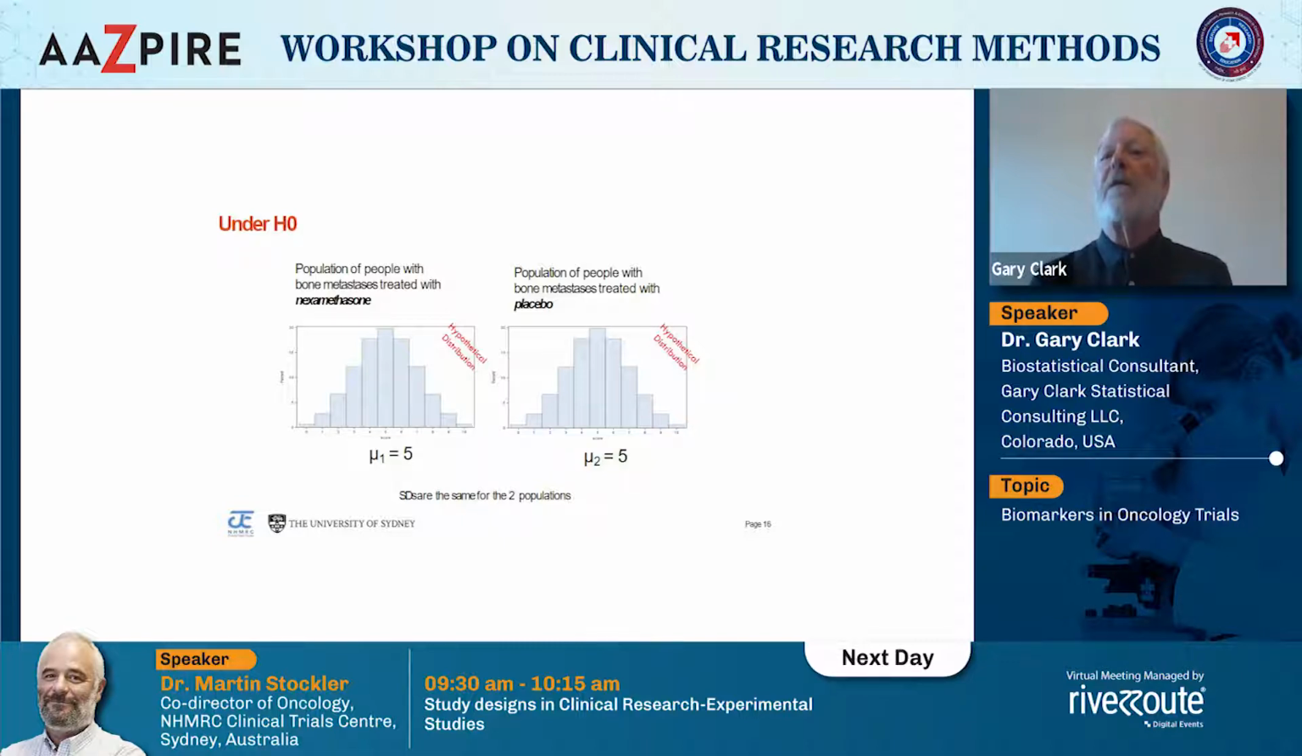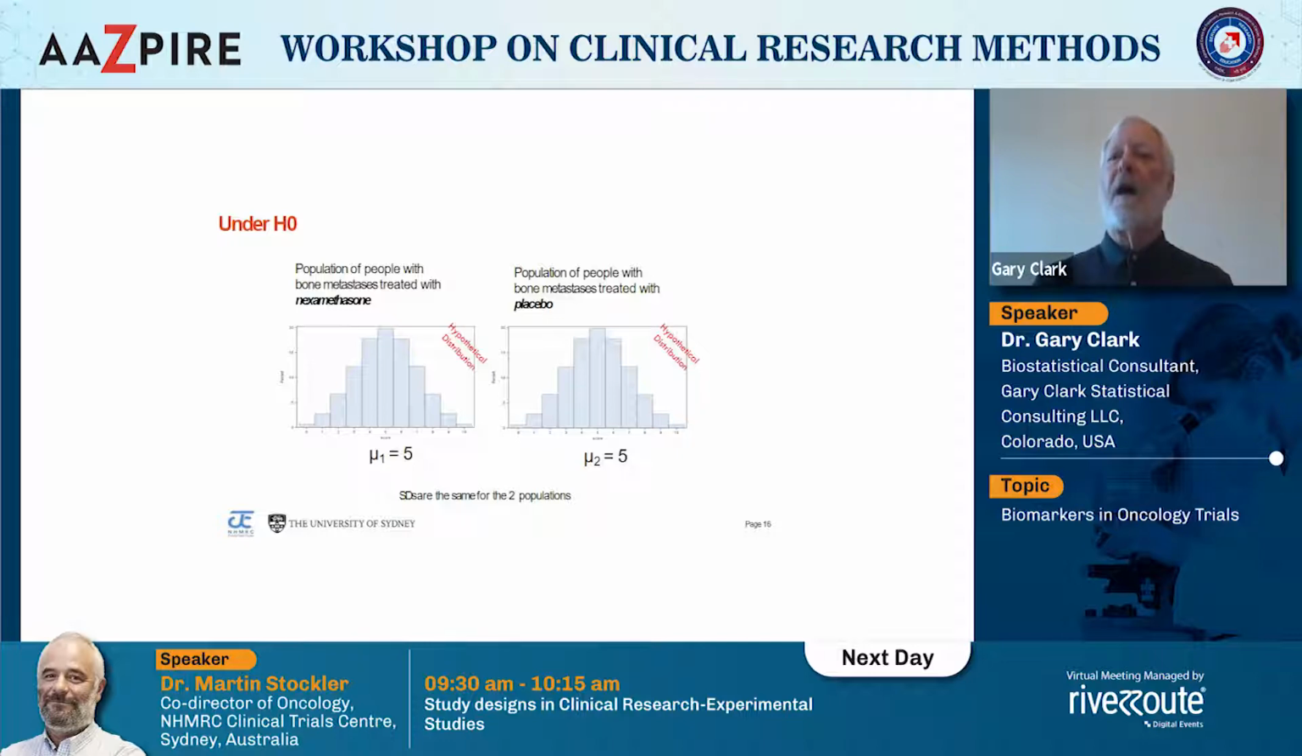We could randomize within the marker positive patients and within the marker negative patients to either targeted therapy or standard therapy. And at the end of the study, we would have 4 survival curves. We could then assess both the prognostic significance of the marker and the predictive significance of the marker to tell us whether the targeted therapy is really better than standard therapy.